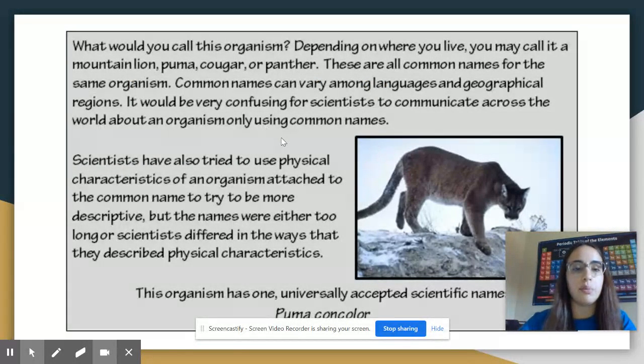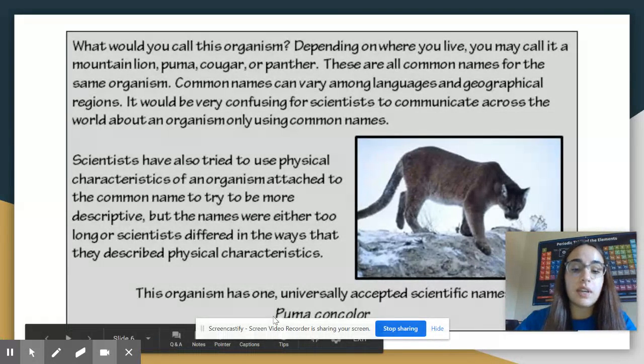So this is a really good example. This picture that you see right here, I would call that a mountain lion. Other people might call it a cougar or a puma. So it's the same animal, but we use different names depending on where you live. So if you use the scientific name, Puma concolor, if you use that specific name, then you know exactly what animal is being talked about, okay?